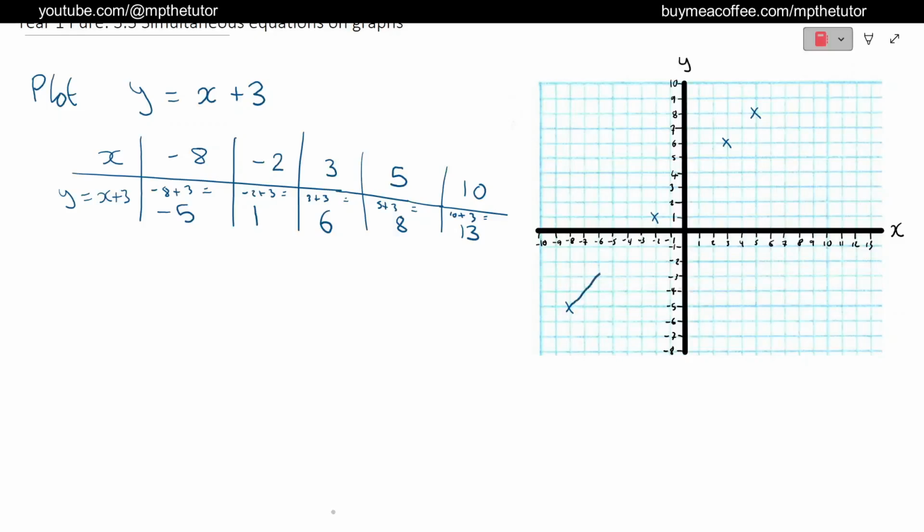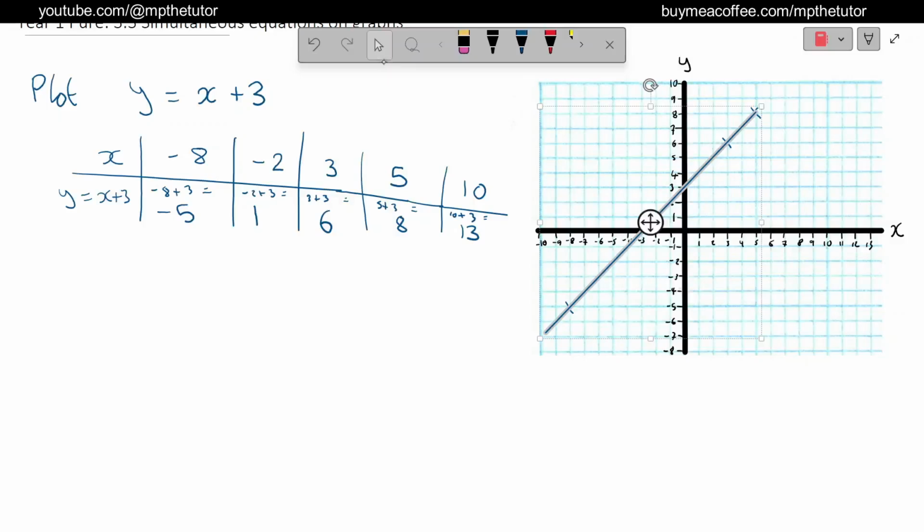So then what we'd do is take a ruler and join up those points. What you should really do is extend it beyond just our points, like so. I'm doing this by hand. Obviously, I'm on a computer, so I could have just used a graph drawing tool, but that's not really of any use to you when you actually have to plot it yourself.